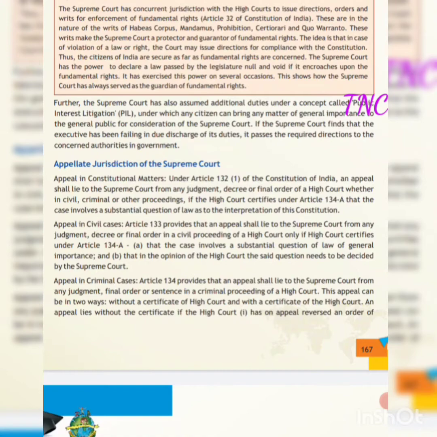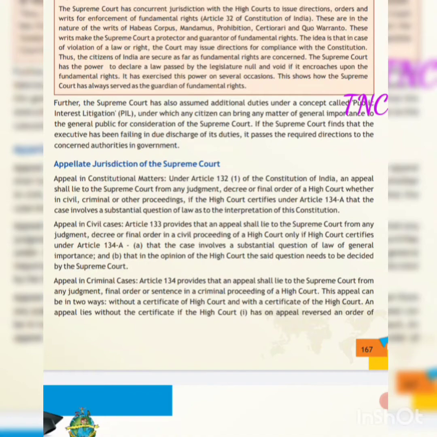And second, if the High Court is of the opinion that the said question needs to be decided by the Supreme Court. Again the same thing, we are not satisfied, we can go to the Supreme Court as an appeal, and if there is a substantial question of law involved that can also be beneficial to other people of the society, then the High Court certifies that this matter should be dealt with by a bench of the Supreme Court.